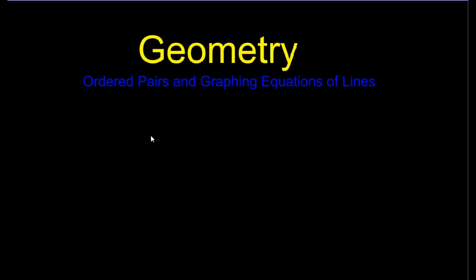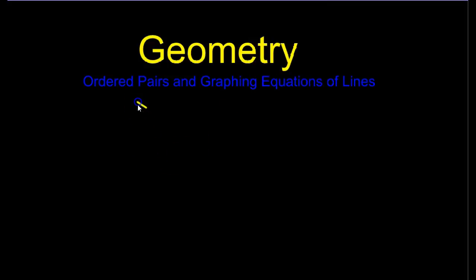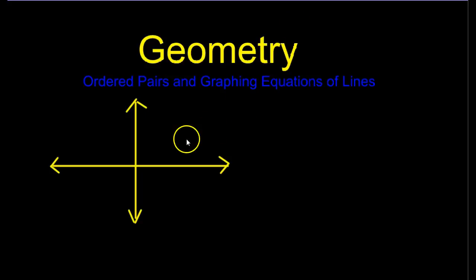All right, so let's talk about ordered pairs first. So let's draw the little coordinate plane here. All right, so coordinate plane, this is quadrant 1, 2, 3, and 4. This is the origin at 0, 0. This is the x-axis and the y-axis.